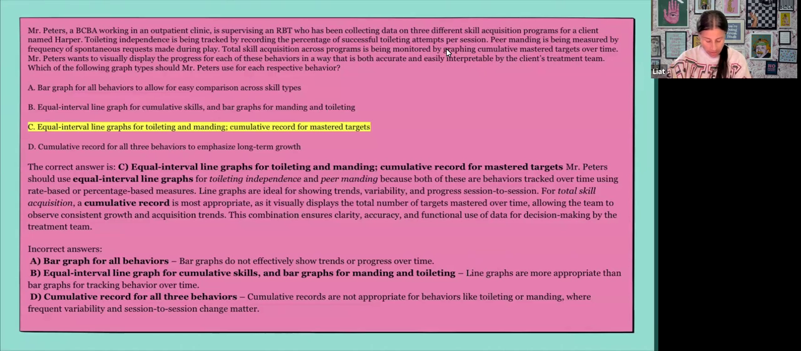So why are the other ones incorrect? Bar graph for all behaviors is incorrect because bar graphs do not effectively show trends or progress over time. Equal interval line graph for cumulative skills and bar graphs for manding and toileting is incorrect because line graphs are more appropriate than bar graphs for tracking behaviors over time. And cumulative record for all 3 behaviors is incorrect because cumulative records are not appropriate for behaviors like toileting or manding, where frequent variability and session to session change matters.